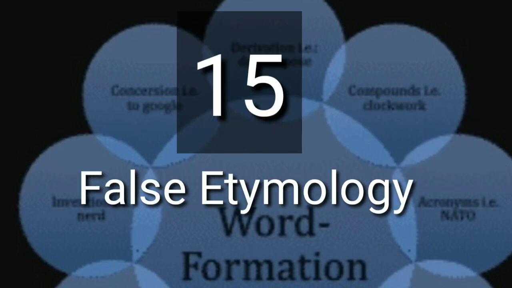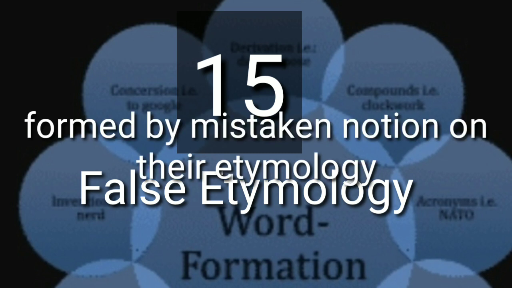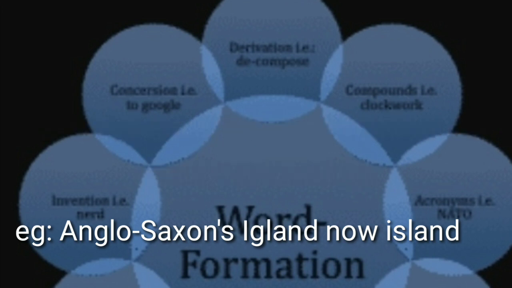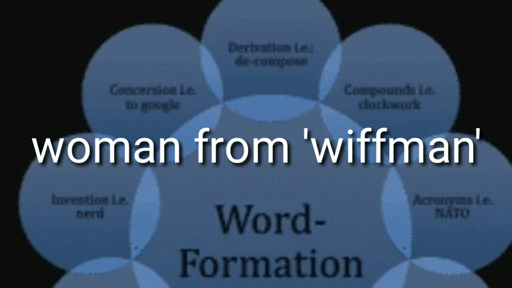Then 15th one is false etymology. Words formed by a mistaken notion regarding their etymology. For example, Anglo-Saxon igland, I-G-L-A-N-D, becomes I-S-L-A-N-D, island. The word woman actually came from wife man, not from woman from man, which most of the myths expose, that the woman came from man.